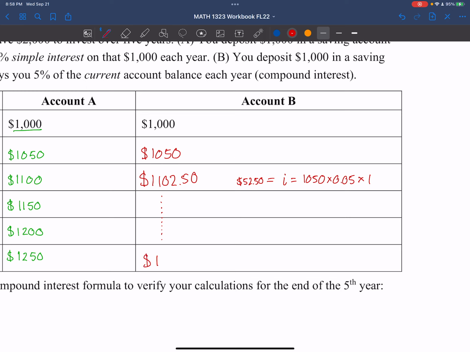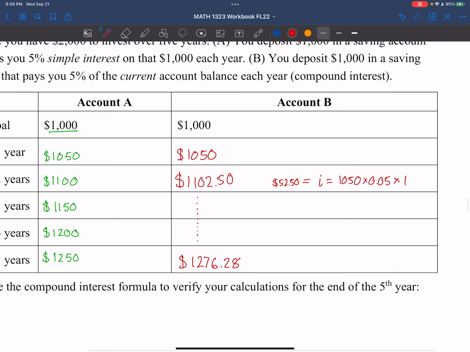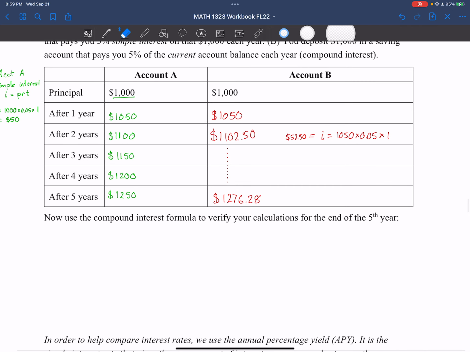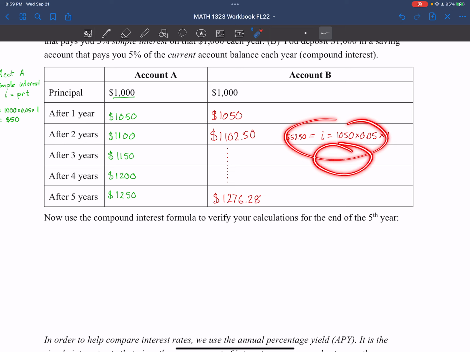If you did this same kind of thought process for the next 2-3 years, ultimately you would end up with $1,276.28 in that account. Doesn't seem like much because it's still a small value, but realize that with compound interest, the interest is included in the next computation, so you get an extra $26 when all is said and done. So this is a little slow because we have to keep running this formula every year and keep updating our principal.